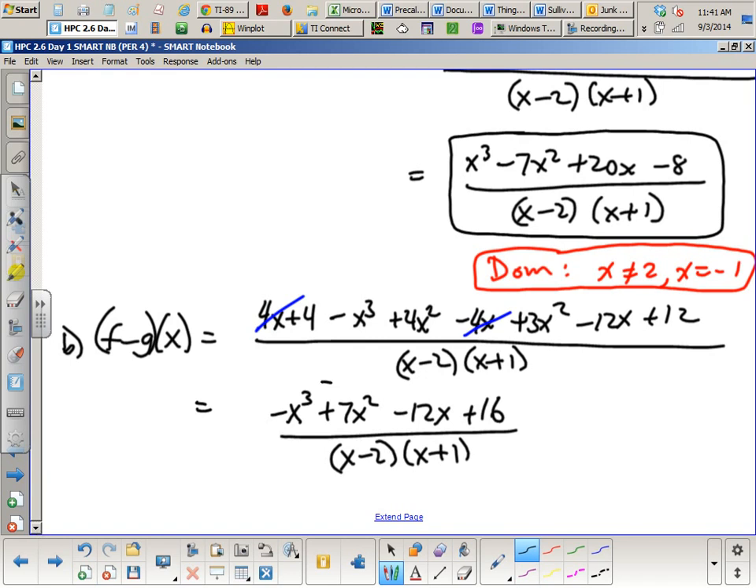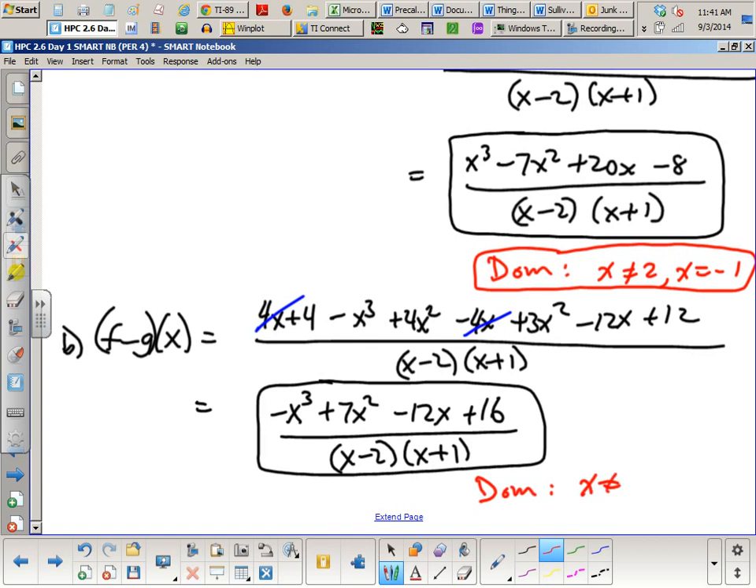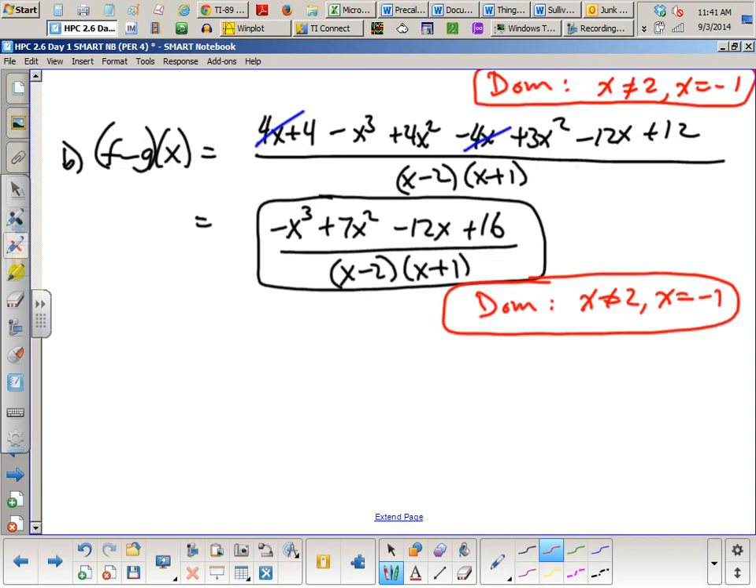But look at the domain. That's the most important thing right now. The domain is the same as before. x cannot be 2. x cannot be negative 1. Like I said, they were forbidden from the beginning. They're still forbidden. Let's look at part C. What's f times g? This is where it gets kind of interesting.